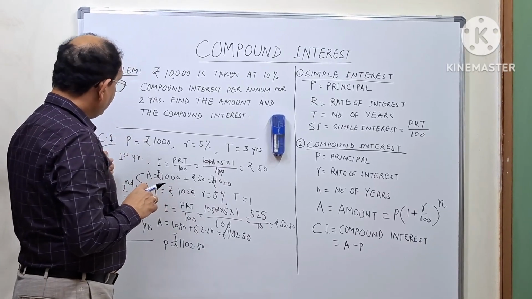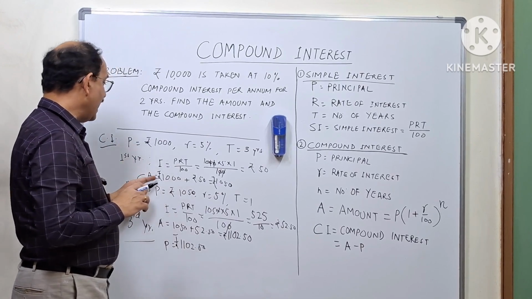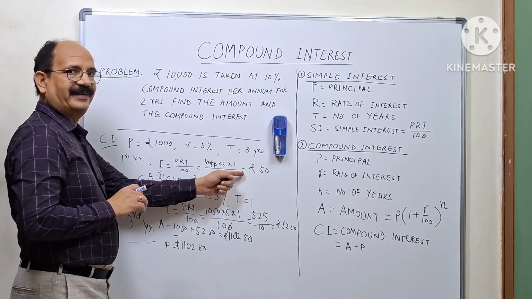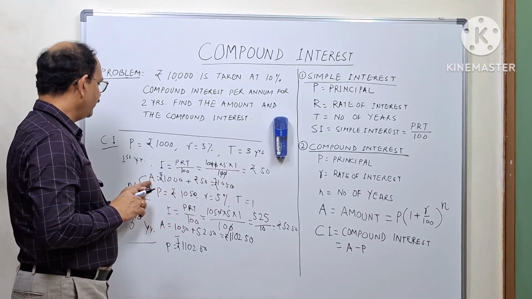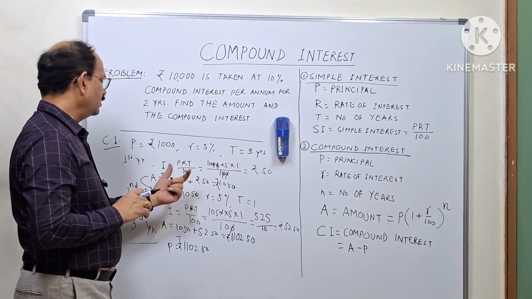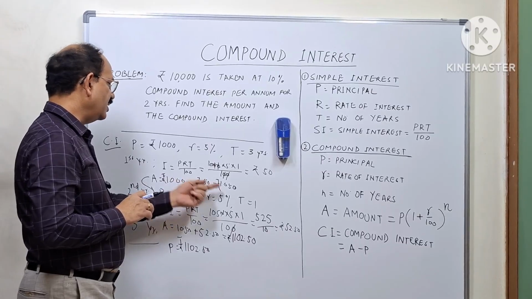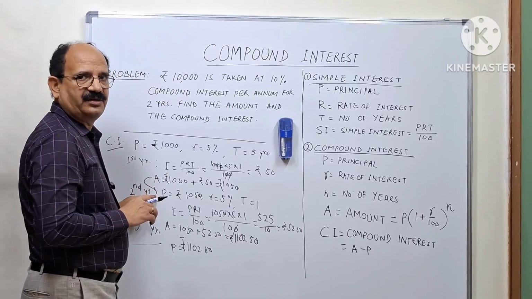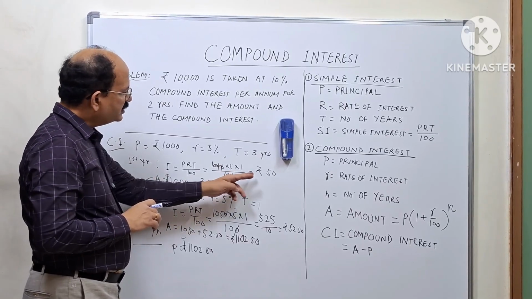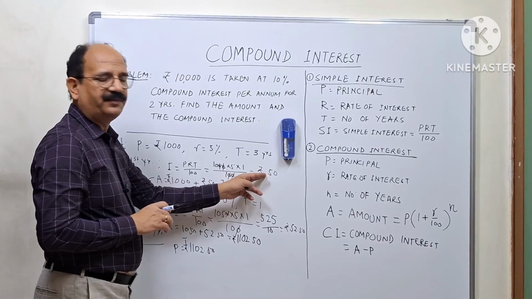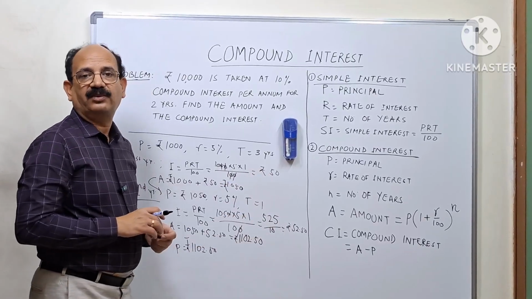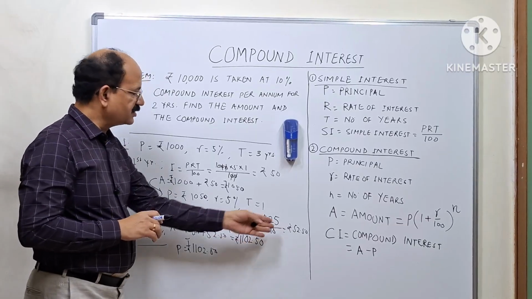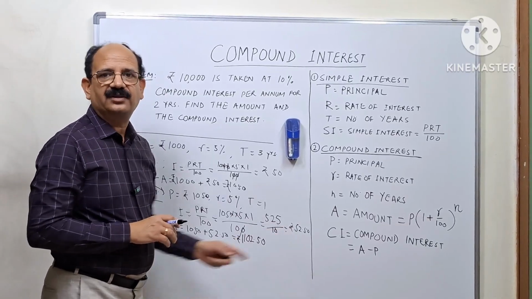But in case of compound interest, the principal gets added with the interest at the end of the year, and therefore the amount becomes the sum of the principal and the interest earned, and this amount becomes the principal for the next year. And therefore, interest always changes. Here it was rupees 50, here it is 52.50. And in the third year also it will change further, right?